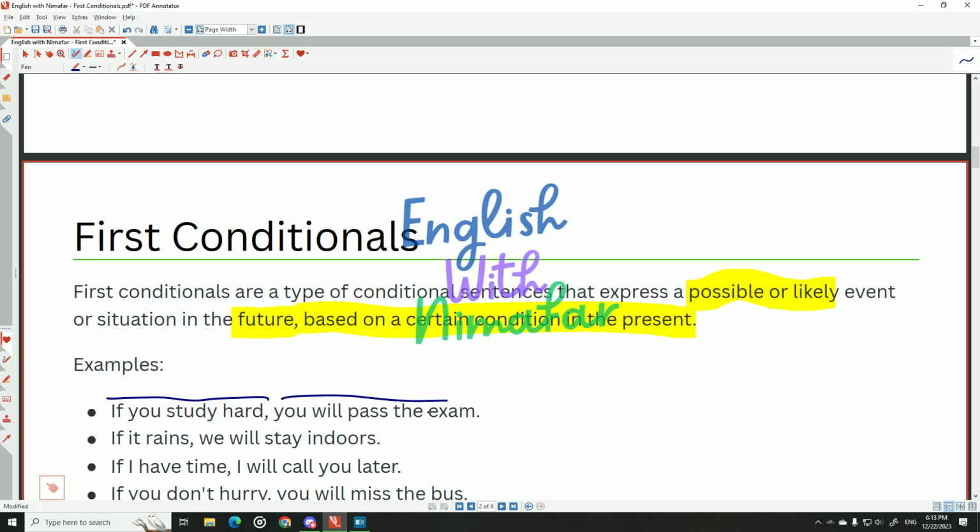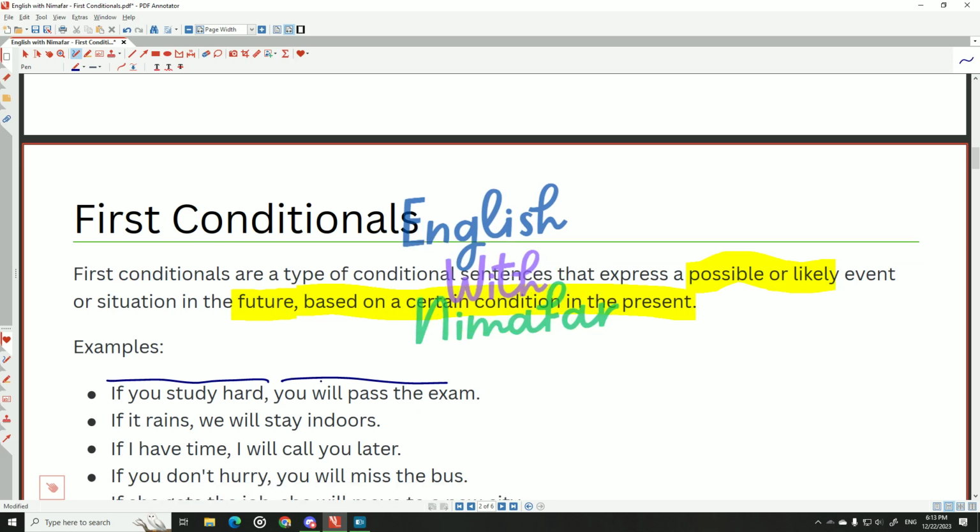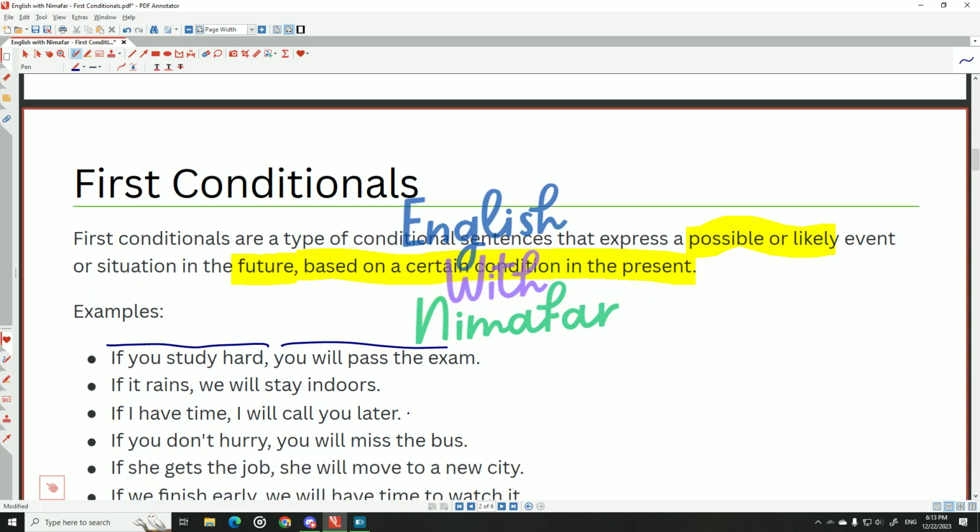So you have, for example, chemistry exams, and you know nothing about chemistry. So I said, okay, if you study hard, this is the if-you-study condition, you will pass the exam, and there is a chance, it's possible to pass the exam. But if you don't study, I can tell you that you're gonna fail, for sure, because that's pretty obvious. If it rains, we will stay indoors. Maybe it doesn't rain. But if it rains, if we have the condition, that's our result. We will stay indoors.